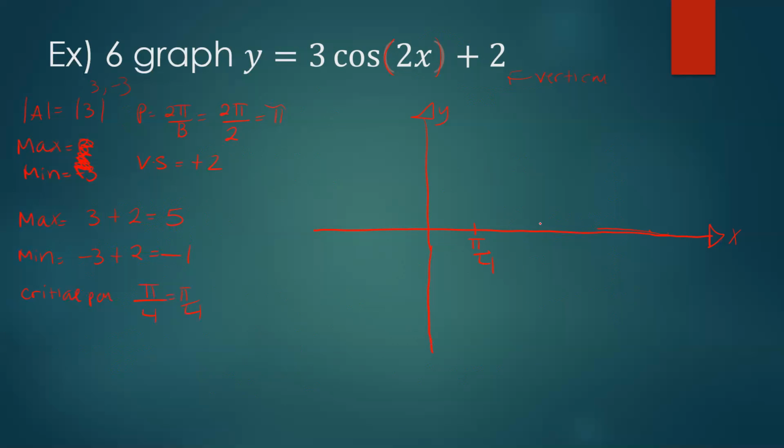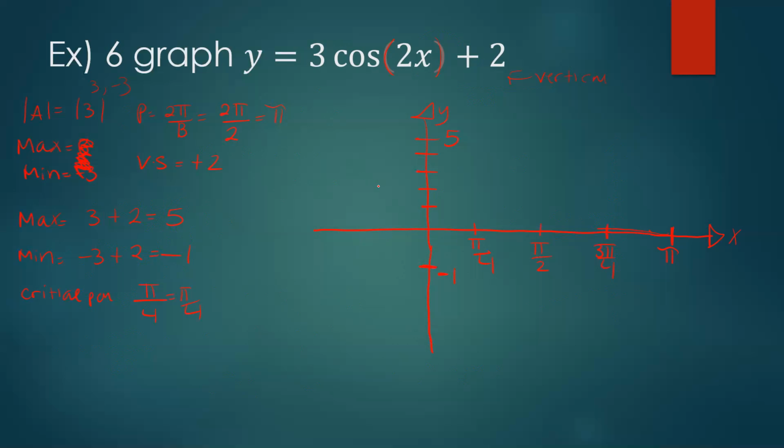45 plus 45 is 90, so that's pi over 2. And then 90 plus 45 is 3 pi over 4. And then 3 pi over 4 plus pi over 4 is pi. So our max is at 5. So 1, 2, 3, 4, 5. Here's positive 5. And then our min is at negative 1.